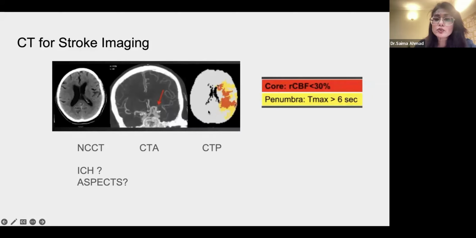This is just similar to the MRI. But in MRI, we have the advantage that we can identify the core by using the DWI. However, here the penumbra is the same: Tmax more than 6 seconds, the yellow is the penumbra. However, the core is identified by the relative cerebral blood flow less than 30%, and the red color is actually the core.